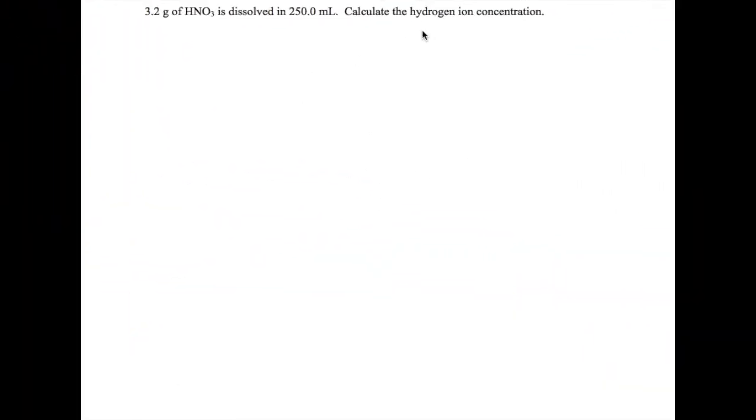In this second concentration calculation, you will have to use stoichiometry and a Kw expression to solve for the concentrations of hydrogen ions and hydroxide ions in a strong acid. When you're doing the stoichiometry for this problem, I want you to focus on canceling the units, as I always ask you to do for all stoichiometry type problems. 3.2 grams of nitric acid is dissolved in 250.0 milliliters. Calculate the hydrogen ion concentration.